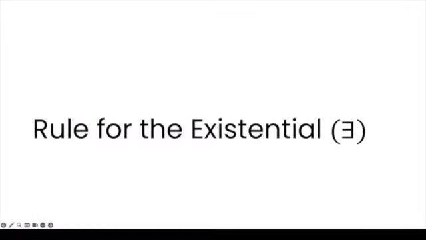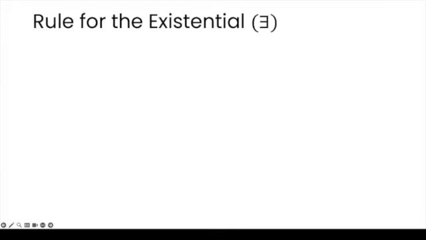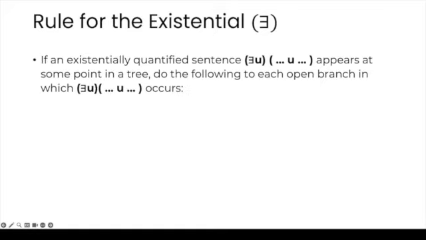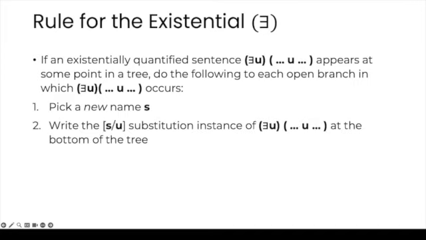Now let's take a look at the rule for the existential. How do we exploit an existential sentence in a truth tree? This time I'm going to flip the order of presentation. I'm going to introduce the rule first, and then I'll make some comments on it. The rule goes like this. If an existentially quantified sentence appears at some point in a tree, do the following to each open branch in which it occurs. First, pick a new name, that is, a name that hasn't previously appeared in the branch in question. Then, at the bottom of the tree, write the substitution instance of the existential sentence using the new name you introduced. Third, put a check mark on the existential sentence you just exploited.